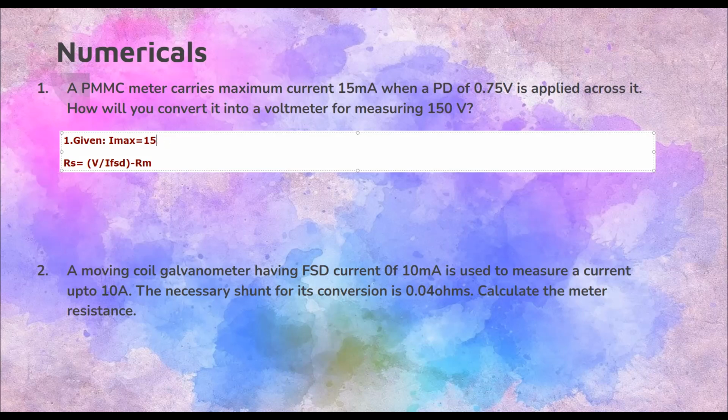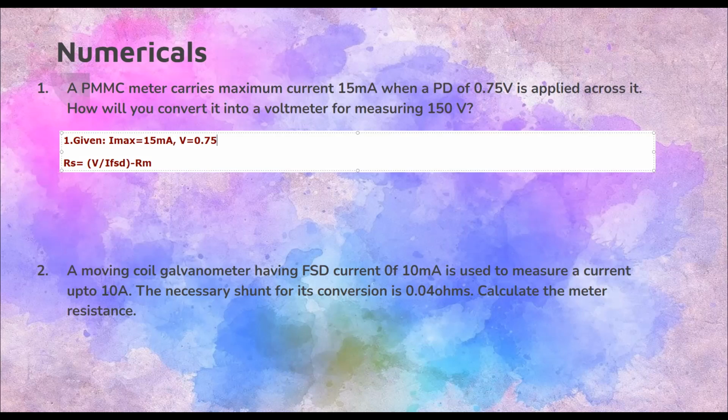I don't write 10 raised to minus 3 because the script I'm using here does not have raised to. Okay, so I will just write milliampere. Milli means 10 raised to minus 3. Please remember that. Next, what is given? Potential difference. So I will write V is equal to 0.75, if I'm not mistaken. Yes. Next, what else is given?